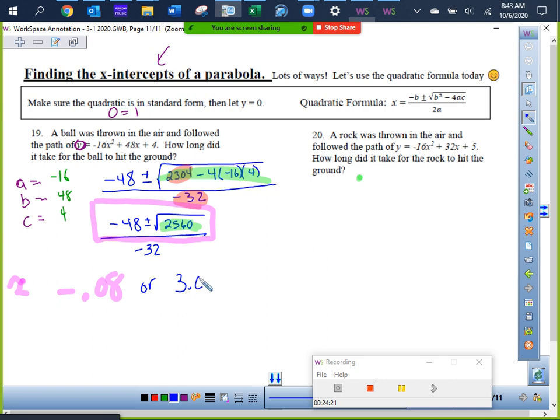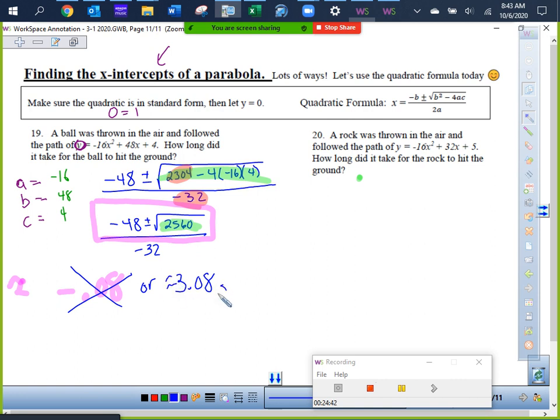One of these is probably extraneous because remember we talked about that earlier. It can't take negative 0.08 seconds for the ball to hit the ground. Shouldn't it take about 3.08 seconds in that case? So let's cross this out. I want you to put them both, but cross that out, and we'll have to say approximately 3.08 seconds. So there's just one more, baby.